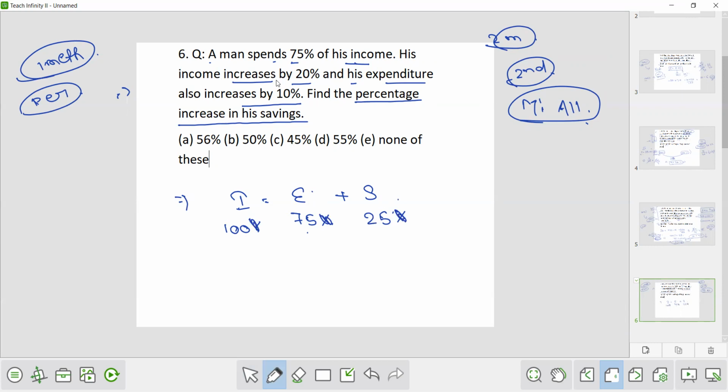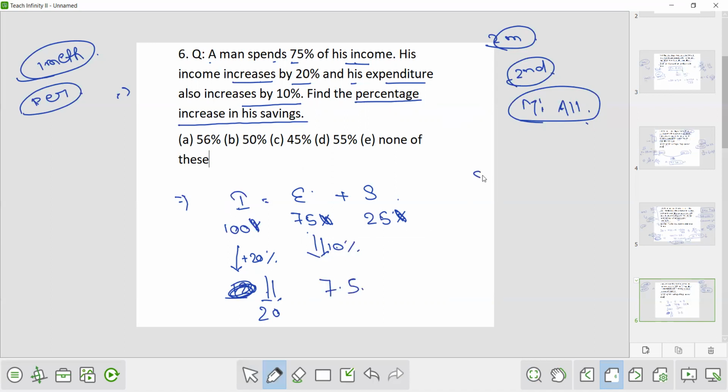Now, if his income increases by 20%, it became 120. The new income is 120, but the increase is how much? The increase is 20 only. Now here, his expenditure also increases by 10%. So how much is the increase? So 7.5 is the increase.